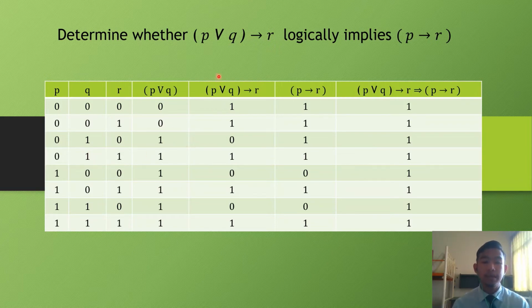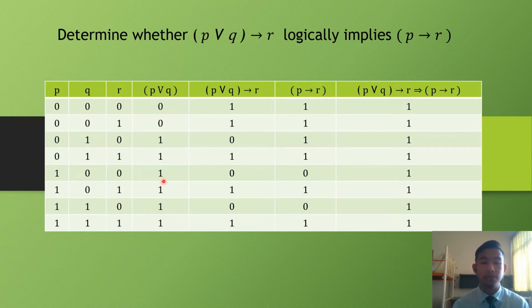For the next column, P or Q implies R, for the implies, if there is true implies false, then we get false. So from the truth table, we see that in row number 3, we get true and false, so the result will be false.